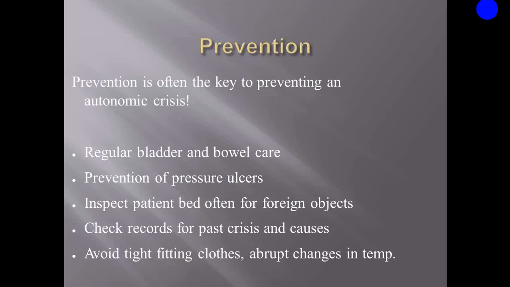How can we prevent this situation? Prevention is often the key to preventing an autonomic crisis. We should do regular bladder and bowel care. We should prevent pressure ulcers and inspect the patient's bed often for foreign bodies or foreign objects. Check records for past crises and causes, which may be recurrent. Avoid tight fitting clothes and abrupt changes in temperature.